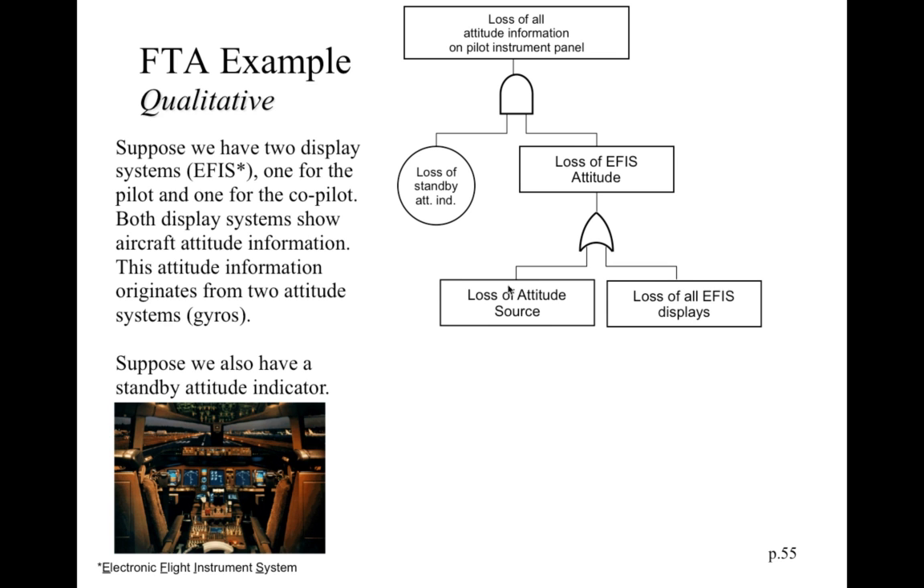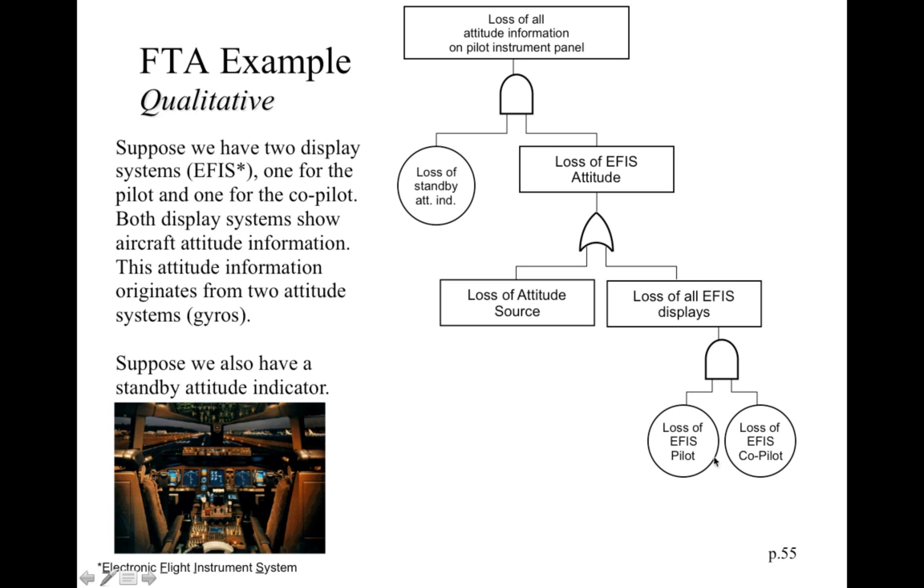So in this case, this happens when either the attitude source gets lost or the EFIS displays are lost. So in this case, it's an OR gate. If that happens, you lose EFIS attitude. If that happens, you lose EFIS attitude as well. This is in contrast to this AND gate, which says that both these things need to happen. So if you look at the loss of all EFIS displays, it really means that you need to lose both of them, the pilot's one and the one for the first officer, the co-pilot.